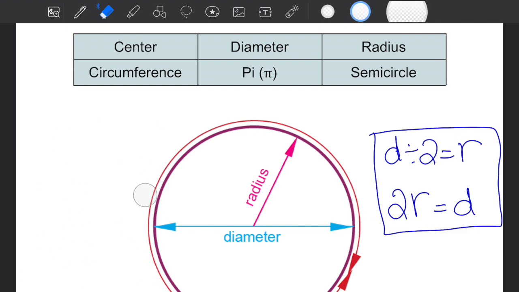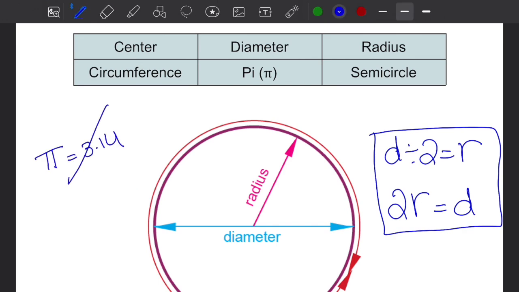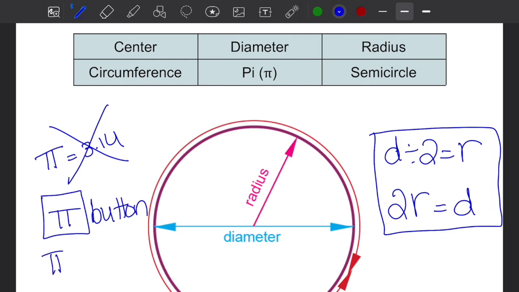Now, in this course, we will not be using pi equals 3.14. No. We're actually going to use the full pi, the actual accurate number. So that is the pi button on your calculator. So whenever you're calculating circumference and later on in the next module's area of a circle, you have to use the pi button on your calculator and not pi equals 3.14. That way we can get exact answers. You'll find the pi button in all scientific calculators. If you need help finding it, just ask a teacher.